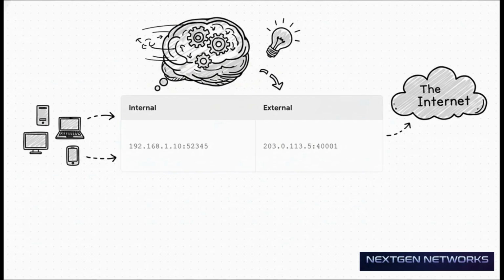It's a temporary log where the router basically makes a note. Okay, that request from internal device 192.168.1.10 using its port 52345, I sent that out using my public address on port 4001. This table is basically the router's short-term memory.